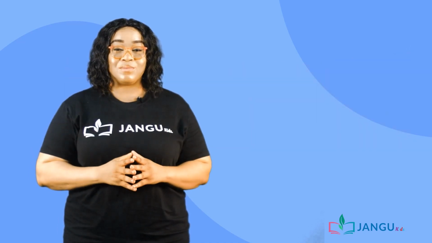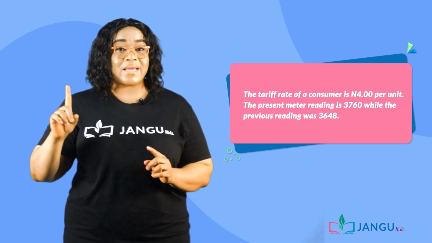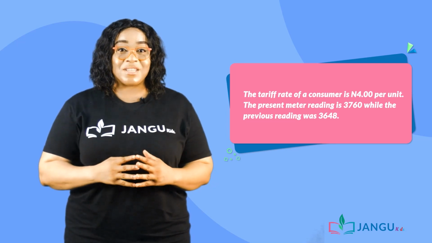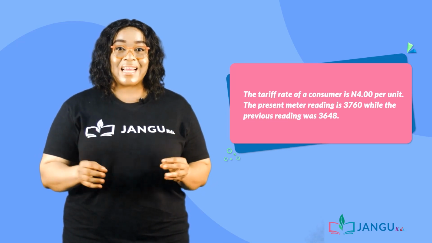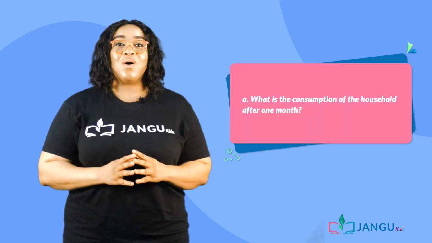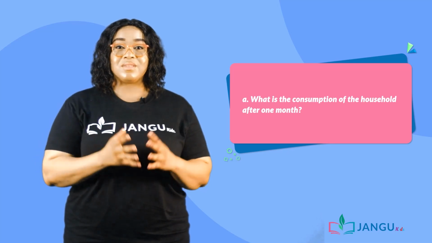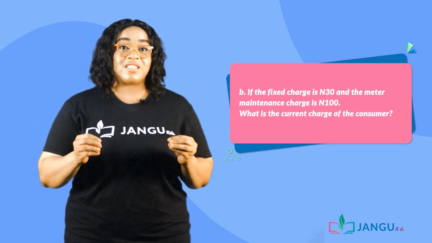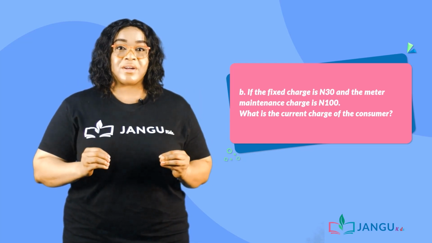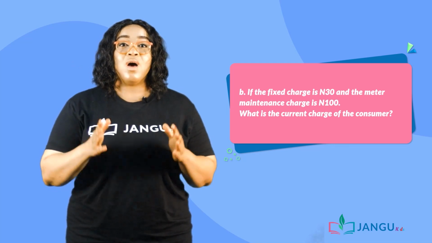Let's see an example. The tariff rate of a consumer is 4 naira per unit. The present meter reading is 3,760, while the previous reading is 3,648. A. What is the consumption of the household after 1 month? B. If the fixed charge is 30 naira and the meter maintenance charge is 100 naira, what is the current charge of the consumer?